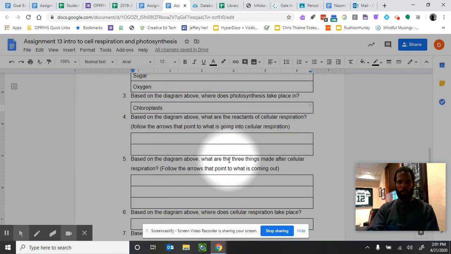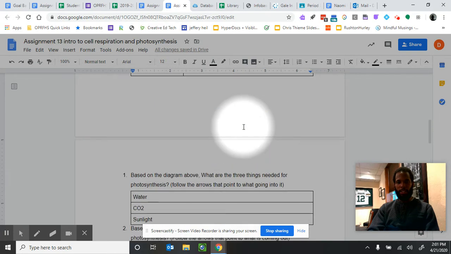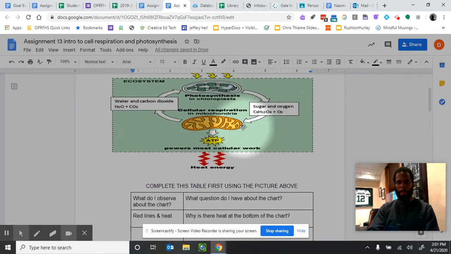So we're on question 4. Based on the diagram above, what are the reactants of cellular respiration? I don't know what that word means, but I gave you a hint here. Follow the arrows that point to what is going into cellular respiration. There are 2 answers we need: what's going into cellular respiration.